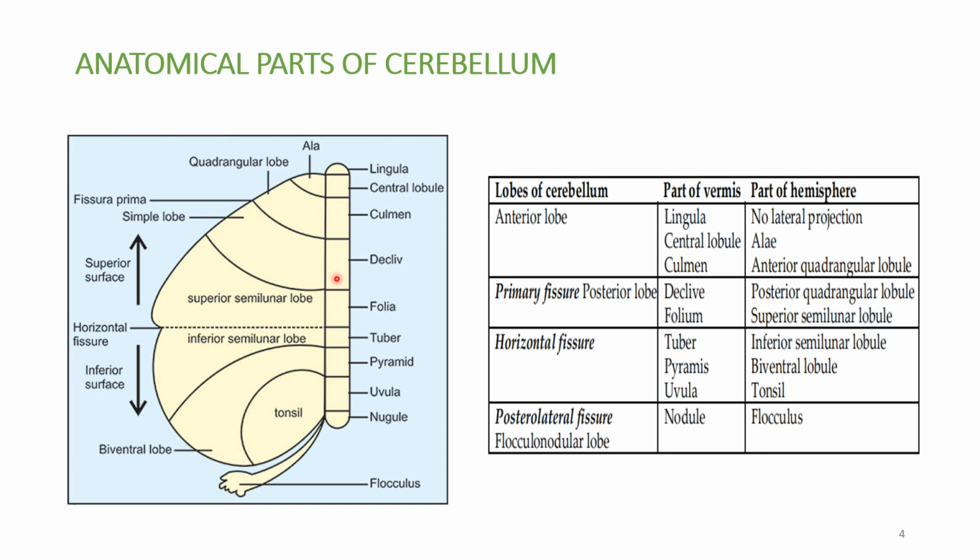The declive projects to the posterior quadrangular lobule and the folium projects to the superior semilunar lobule. After the horizontal fissure, the tuber projects to the inferior semilunar lobule, the pyramis projects to the biventral lobule, and the uvula is connected to the tonsil. Here this is the flocculus, which is connected to the nodule. So these are the parts of the anterior and posterior lobes.